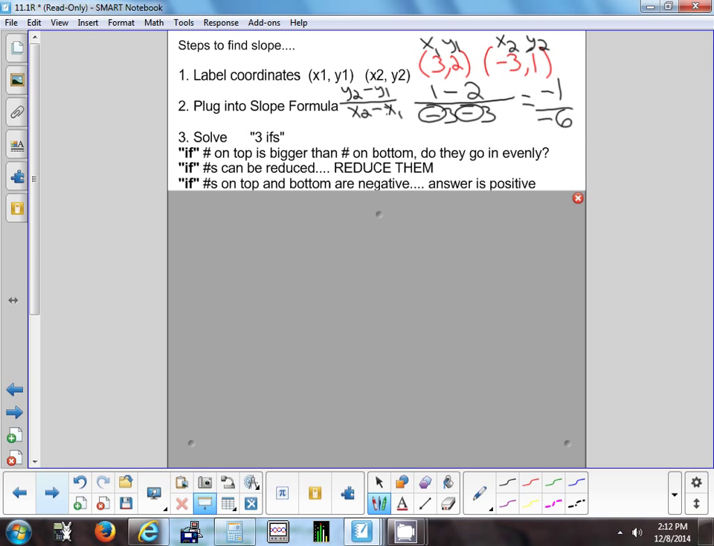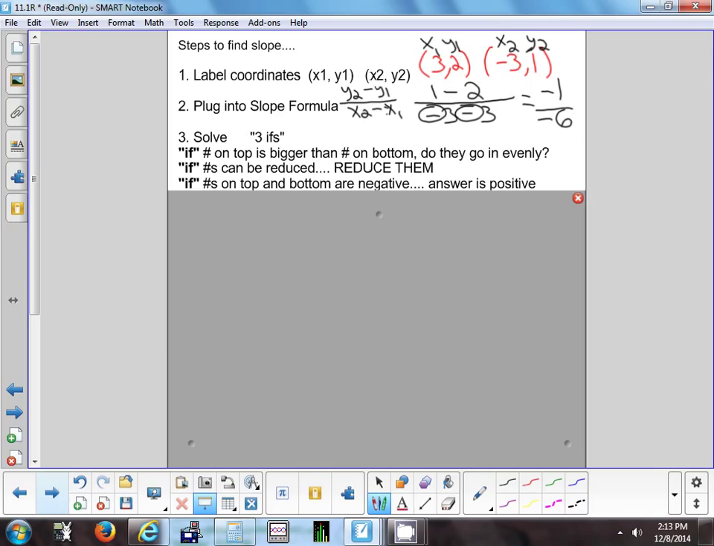Now, if the numbers on the top and the bottom are both negative, your answer becomes positive. By a show of hands, guys, is that true in this case? Do we have negatives on both the top and the bottom? Yes, we do, right? So now your answer becomes positive. So my slope for these two coordinates would be what?